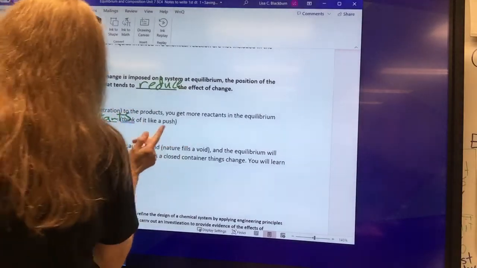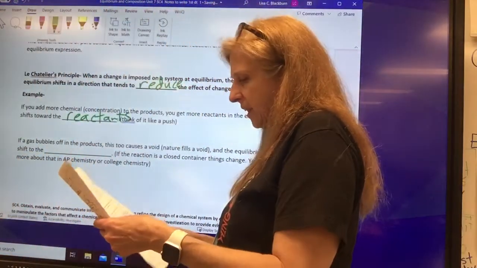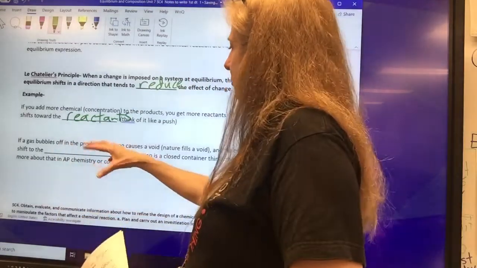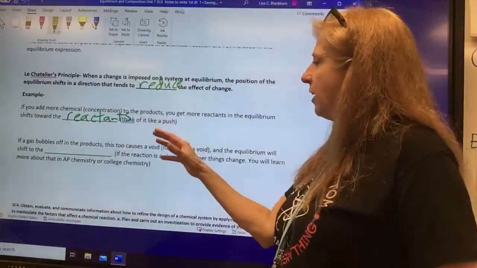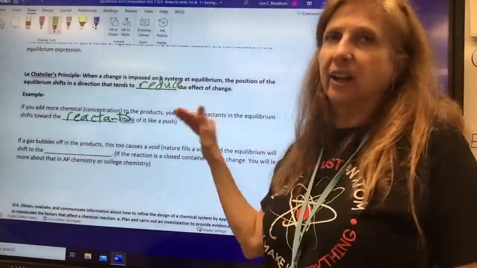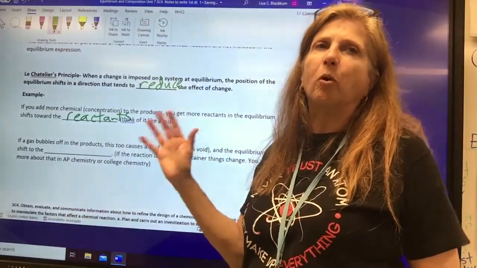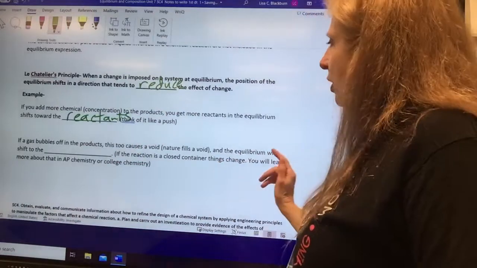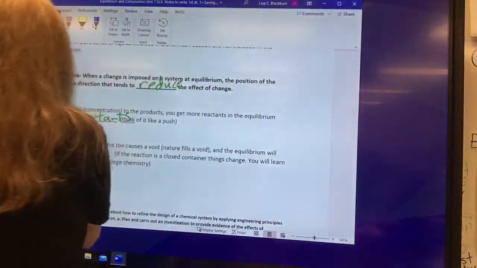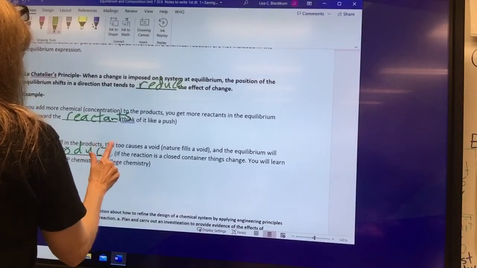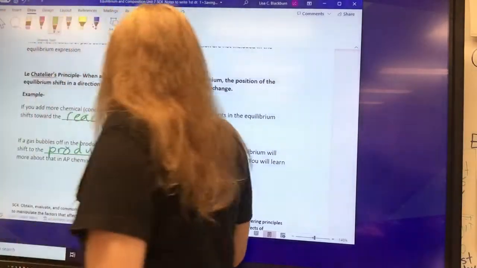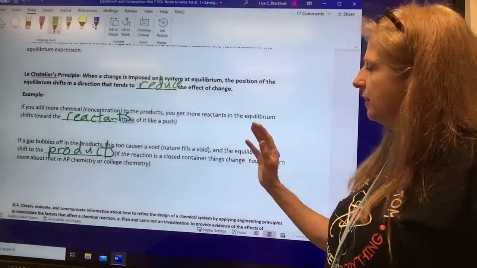You can think of it like a push. It's going to push it to the other side. If gas bubbles off in the products, then there's less products. It causes a void, and nature always fills a void. Nature abhors a vacuum. And the equilibrium will shift to the products, trying to fill that void. They'll try and make more products to fill in that space.